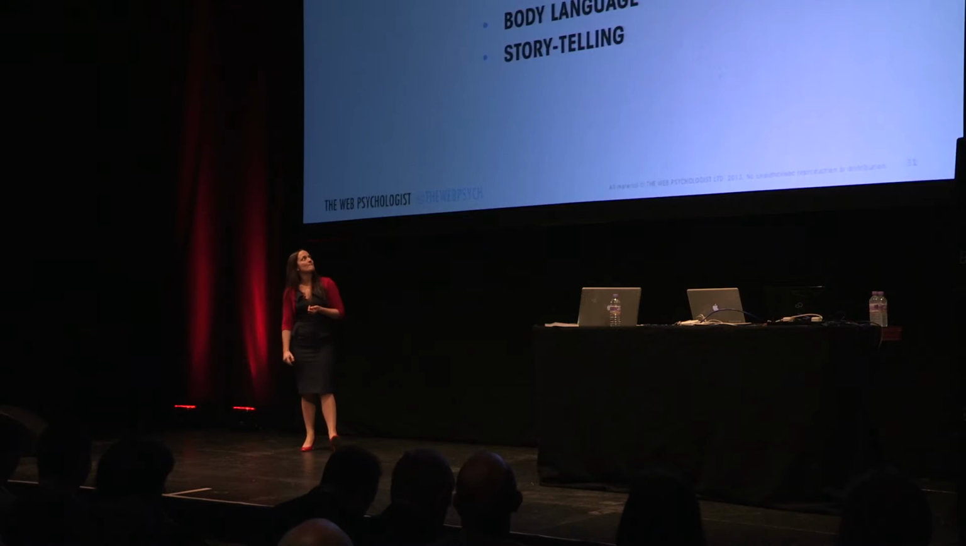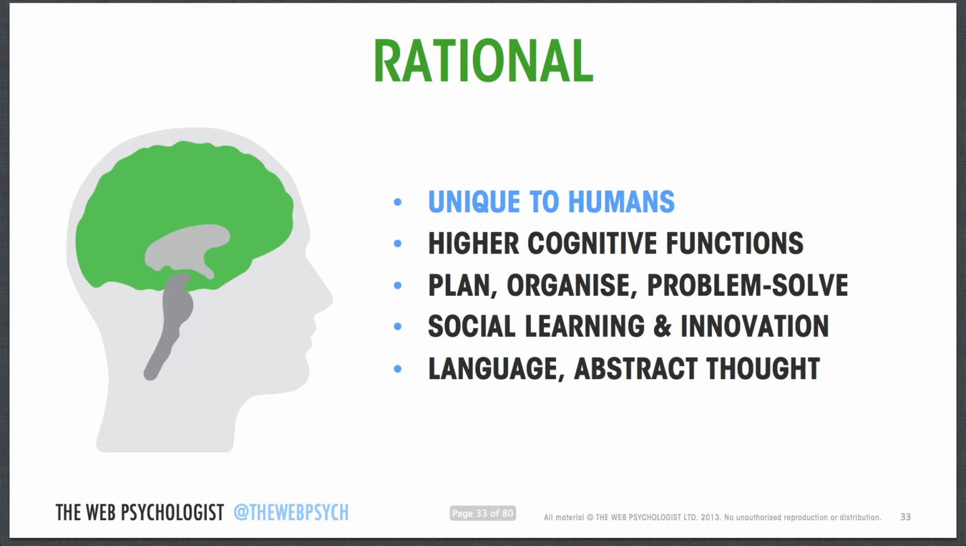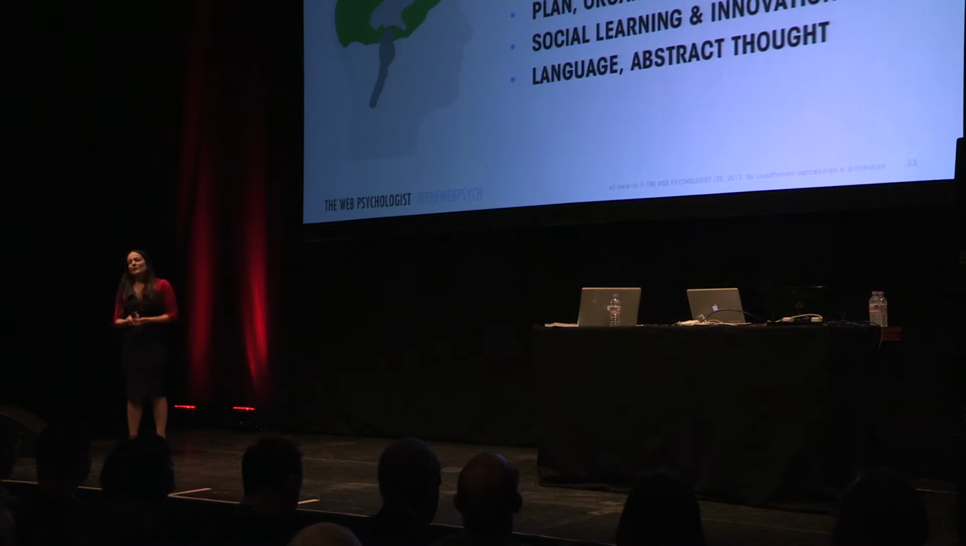Okay, brilliant. The rational brain. This is where we like to think we make our decisions. It's where we can also think of system two as residing, the rational, thought-provoking, logical part of the brain. So it's thought to be unique to humans.